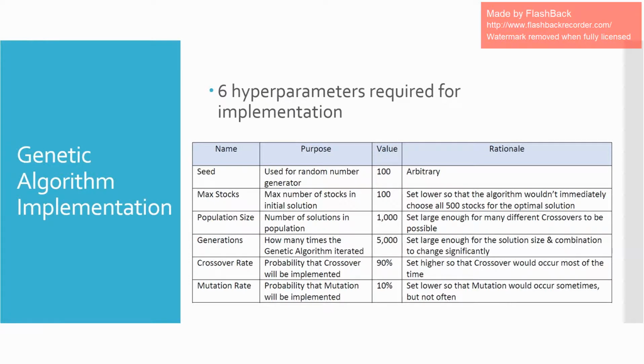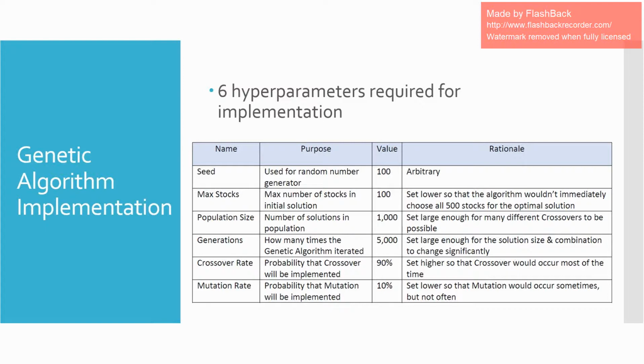Several hyperparameters were used to conduct the genetic algorithm. They're summarized here in this table. I think I've gone over all of them, except for generations, which, one more time, is just how many times the algorithm iterated. I set it to 5,000 because I wanted it to be large enough for the solution size and the portfolio combination of stocks to change significantly. Using these hyperparameters, the genetic algorithm was iterated through 5,000 generations.